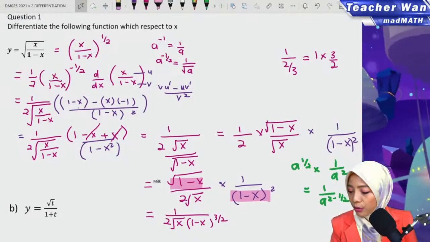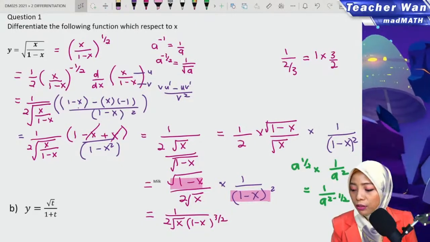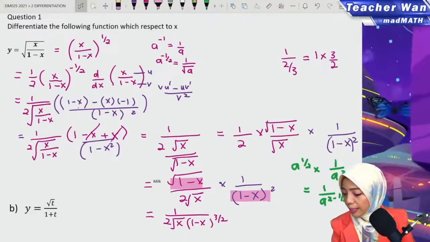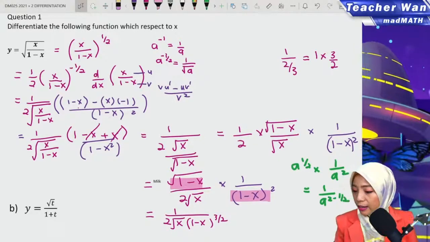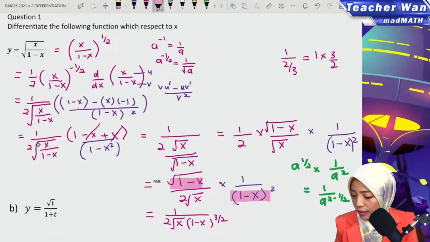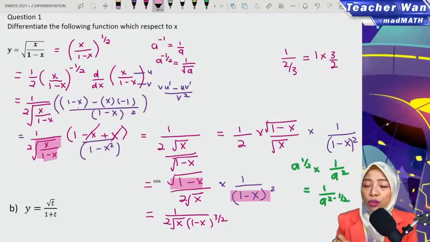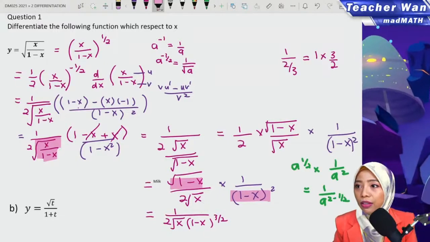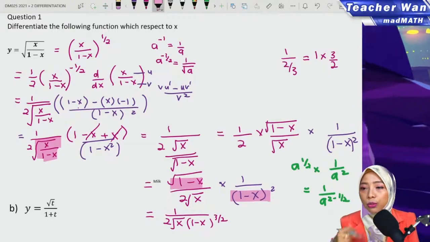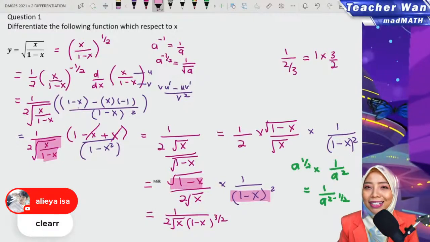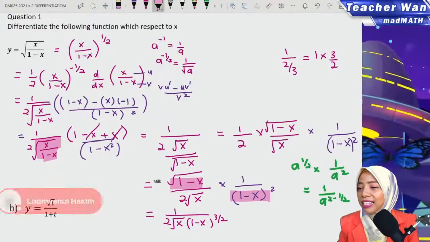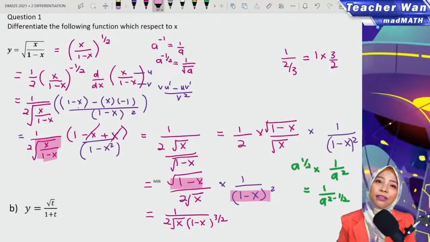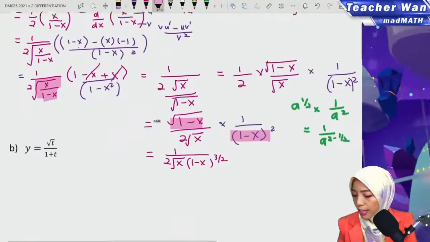So I repeat again the formula for quotient rule. Don't forget the v squared at the bottom, at the denominator. And then at this part here, root x, we have 1 over fraction. So you have to modify so that it becomes multiply and you have to interchange the numerator and denominator. Alia Isa can, Luqman can, Alifa Iliana clear, very good. Therefore shall continue for the next question.